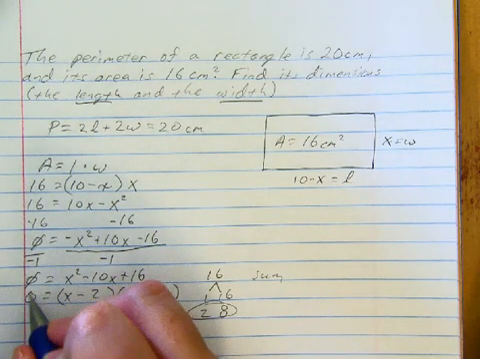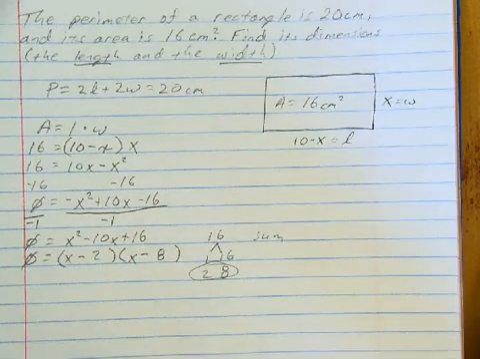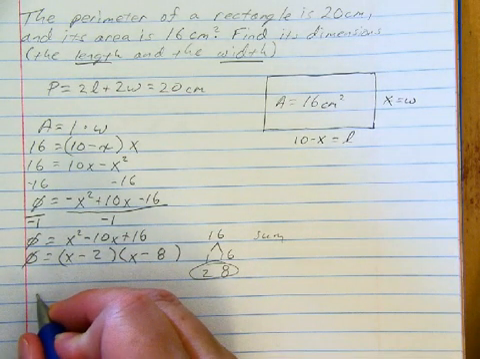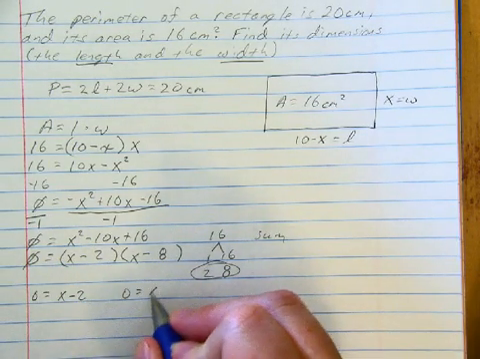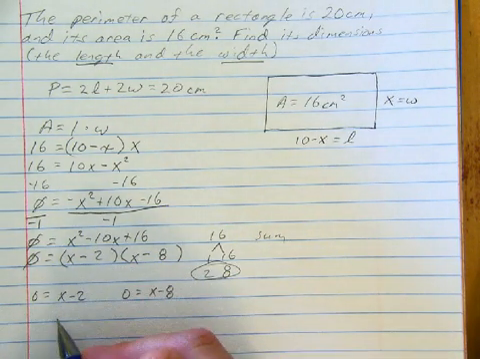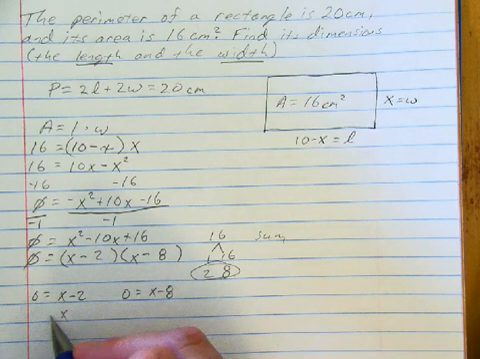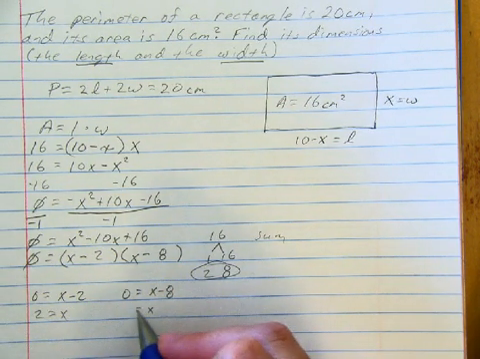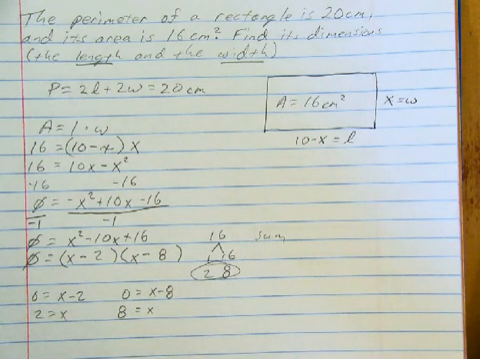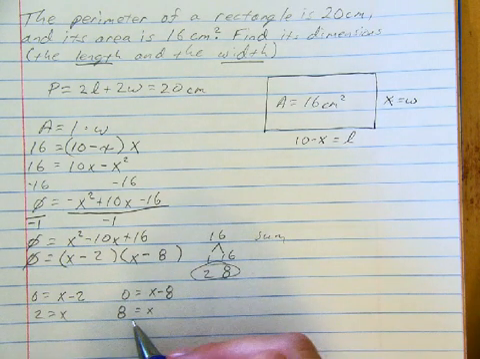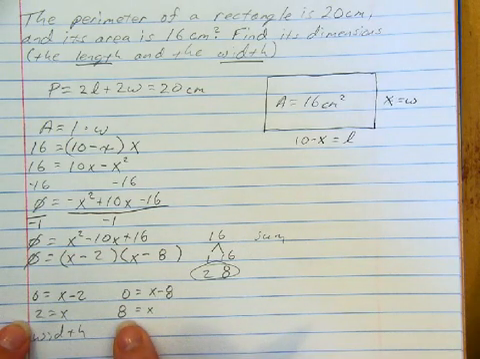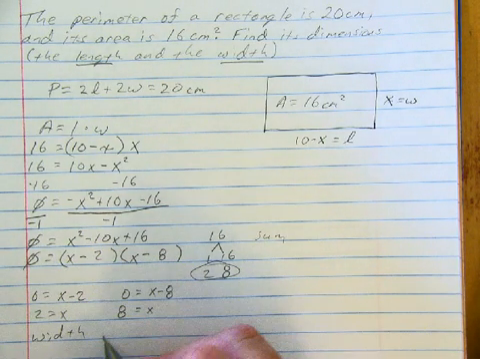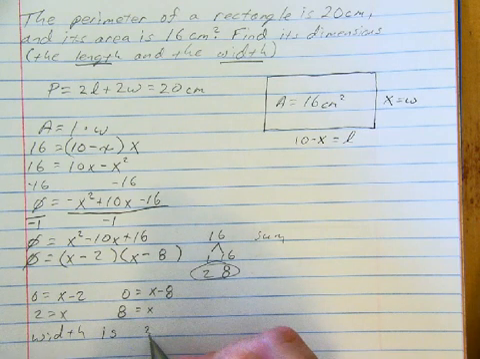and these equal 0. So then I can write my two separate equations. We've got 0 equals x minus 2, 0 equals x minus 8. So then we have x equals 2 and x equals 8. Okay, so then from there, that tells me that the width, both of these are positive, so both of those could be potential answers. Width is 2 or 8.